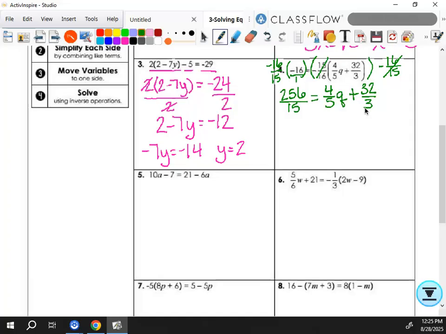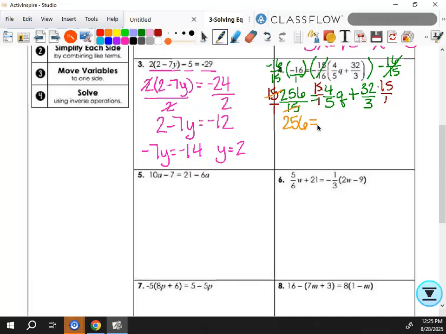So I'm going to multiply this by 15, this by 15, and this by 15. And remember, it's like 15/1. So when we start to reduce, those 15s cancel out. And that leaves me with a 256.